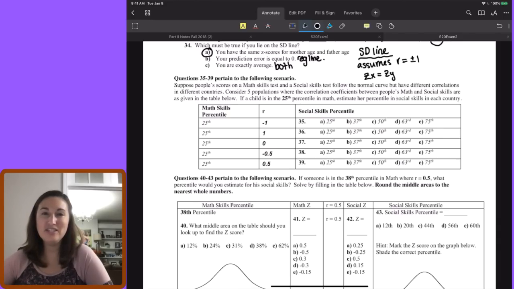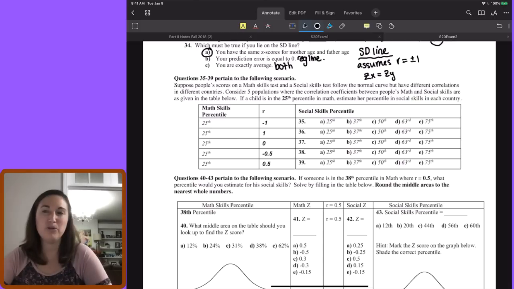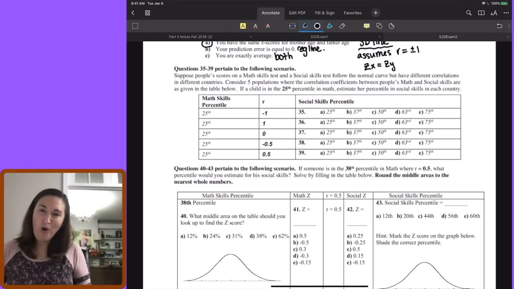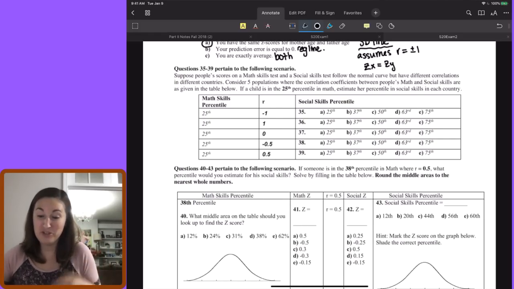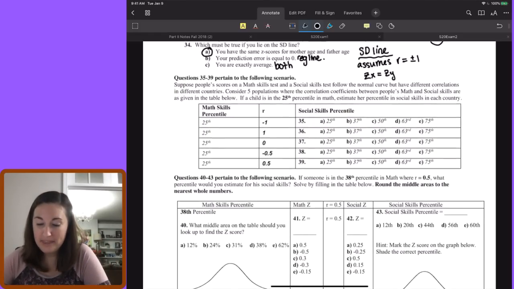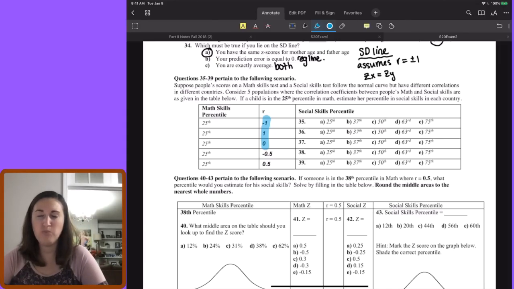All right, so this question seems like it would take a lot of time if we just went through and did all the steps to making a prediction with the percentile. But I know some rules from percentiles since we've been doing them. So I'm going to start with the first 3. So with R equals -1, R equals 1, and R equals 0.